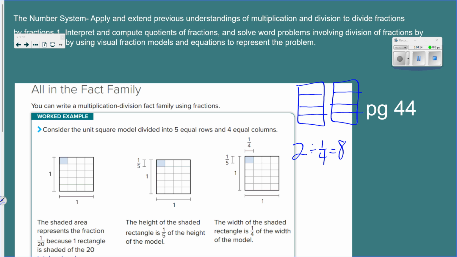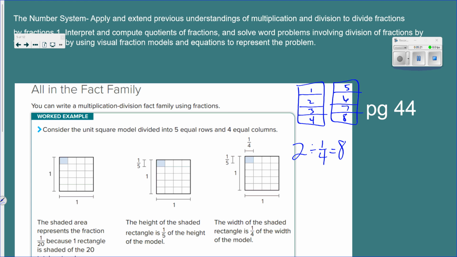Okay? So conceptually, does this make sense? Can you see it? So I started with 2. I cut them into 4s. I now have 8 pieces. 4 plus 4 equals 8. You should learn this like fractions. Okay? That is why this is tough.